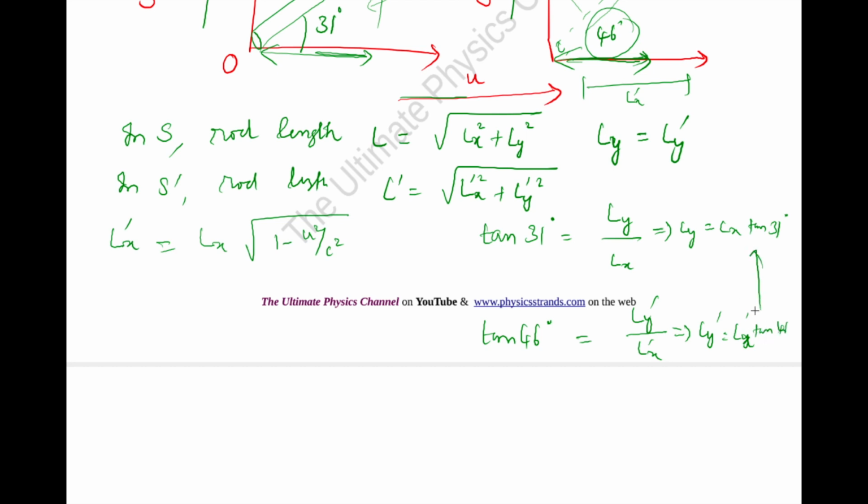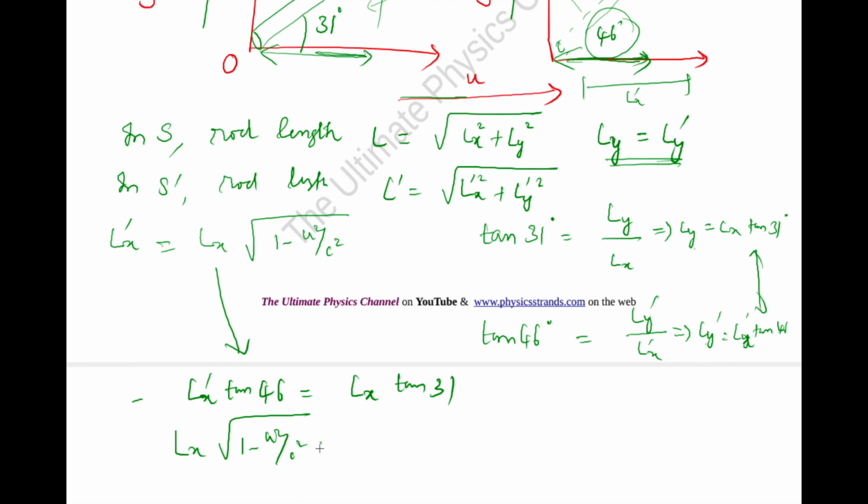Therefore, I can equate these two because Ly and Ly prime are equal. So I can write Lx prime tan 46 is equal to my Lx tan 31. Now if I substitute this in this equation, Lx square root of 1 minus u squared over c squared times tan 46 is equal to Lx tan 31. Of course, tan 46 is here, sorry.